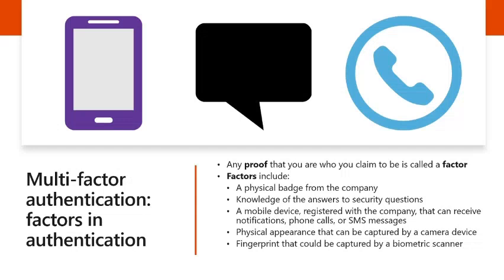So, to solve this problem, we have a multi-factor authentication mechanism. Any proof that you are who you claim to be is called a factor. It includes a physical badge in your company, knowledge of your answers to security questions, a mobile device registered with the company that can receive notifications, phone calls or SMS, physical appearance that can be captured by a camera device, and a fingerprint that could be captured by a biometric scanner. So you have different types of multi-factor authentication.